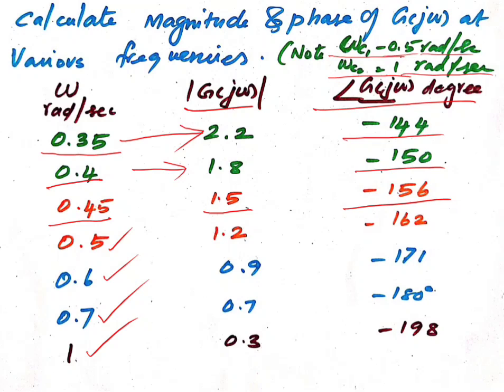For these frequencies we have to find the magnitude as well as the phase angle. Once we obtain this, we have to mark the points in the polar graph and connect the points.